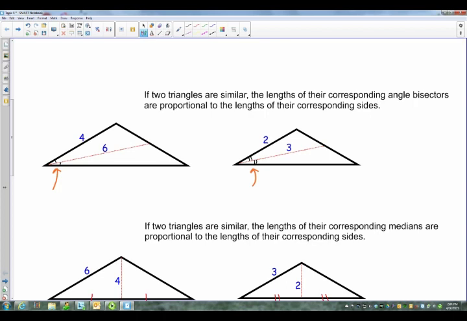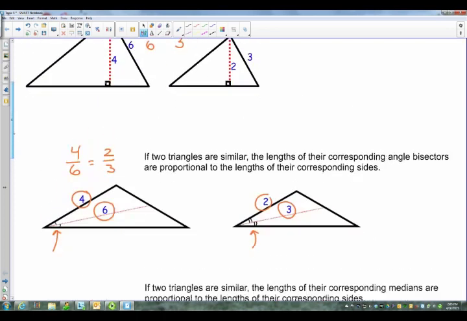So what that shows is if I have a side length of 4 and an angle bisector of 6, I can set that up as 4 over 6. Here I have a side length of 2, an angle bisector of 3. I can set that up as 2 over 3 since those are corresponding. That reduces down. It is equal. Those two figures are similar.